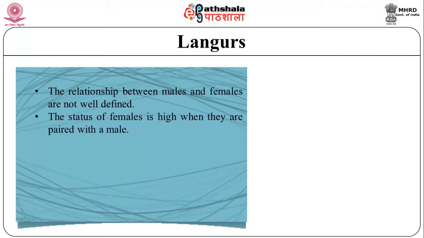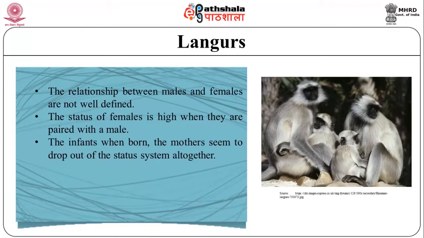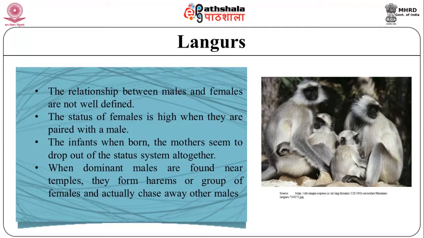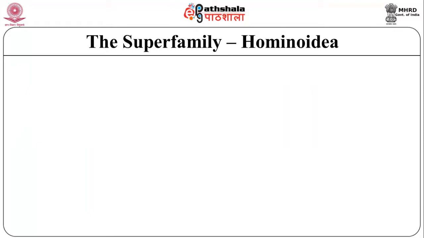The status of females is high when they are paired with a male, but when their infants are born, the mothers seem to drop out of the status system altogether. When dominant males are found near temples, they form harems, that is, groups of females, and actively chase away other males. Now let us see the superfamily Hominoidea.